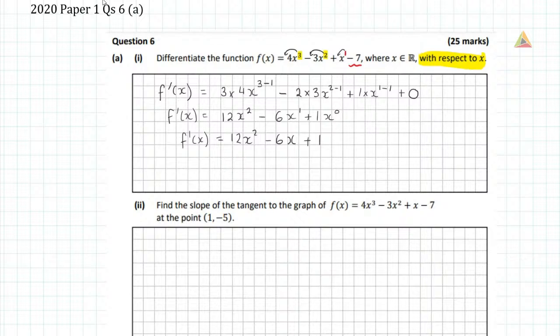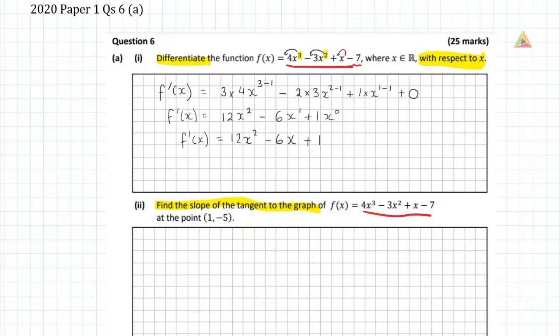And I knew that this is what they wanted me to do because they had said differentiate. So differentiate the function, use dy dx, find the derivative of, all the same sorts of things. The second part then says find the slope of the tangent to this graph. Now this graph here, we're just seeing that this is the same thing that we had up here in our first part of our question.